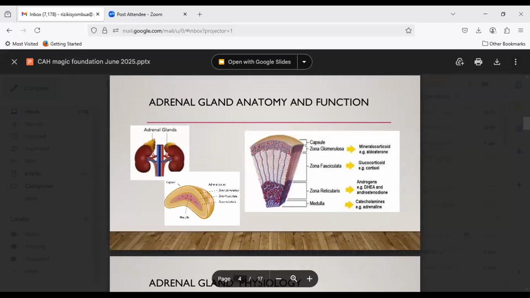So this is the anatomy of the adrenal gland. They are pea-sized glands above the kidneys in adults. Of course, in children, they're smaller. And if you cut through them, you'll see that they have a medulla and a cortex. And the cortex will have 3 layers. And from these 3 layers, we can see the hormones that are synthesized. So the outermost synthesizes mineralocorticoids. The middle synthesizes glucocorticoid, which is cortisol. And the one that is next to the medulla synthesizes androgens.